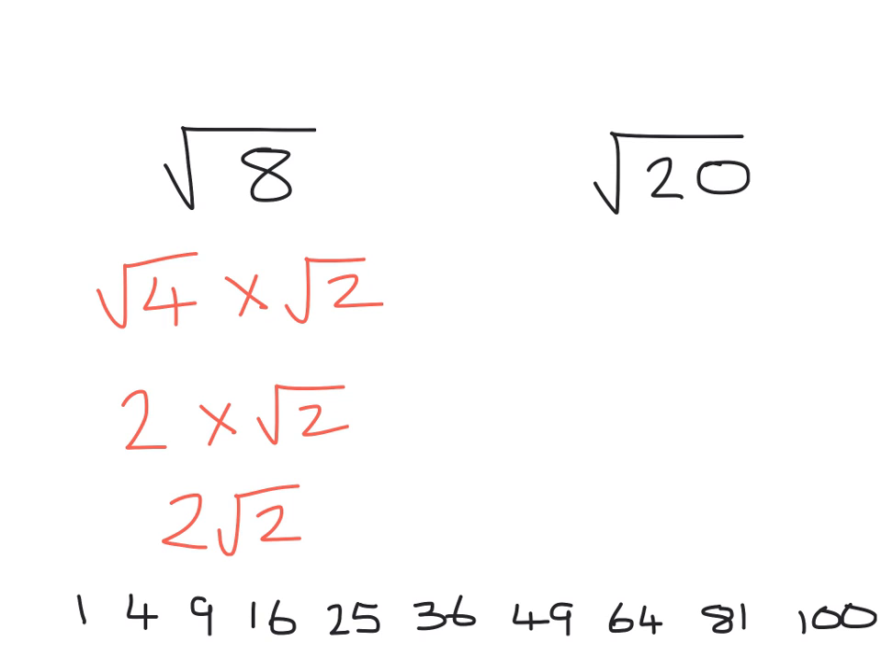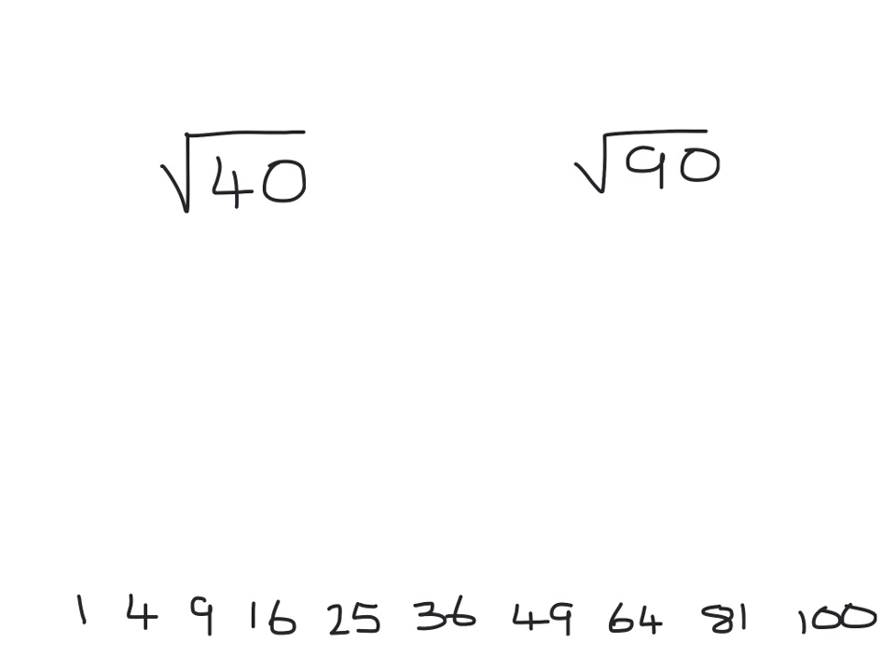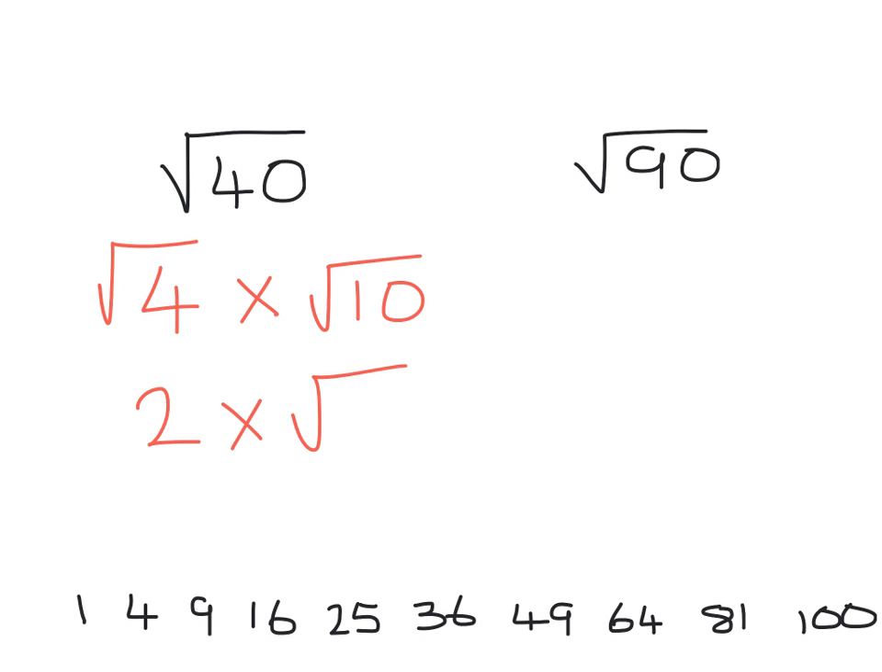Root 20, the square number that goes into that is root 4 multiplied by root 5. Now root 4 we know is 2, so we've got 2 multiplied by root 5, which we write as 2 root 5. Slightly larger numbers now, we're going for root 40. So that's going to be root 4 multiplied by root 10, which is 2 multiplied by root 10, which is 2 root 10.